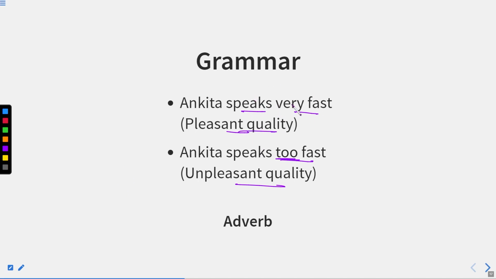So we can use either of the words, that is very or too. But if I say very fast, that is good. But if I say too fast, that is bad.